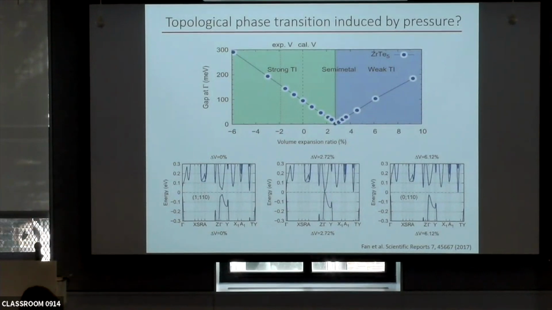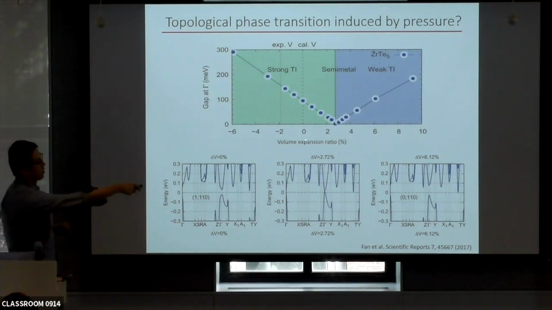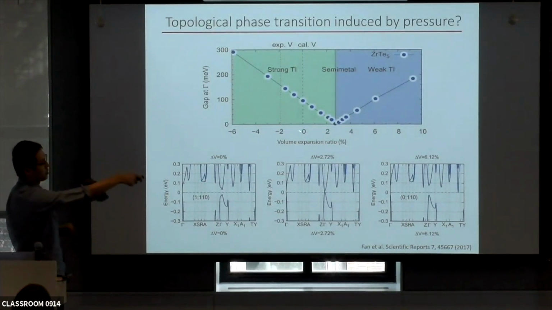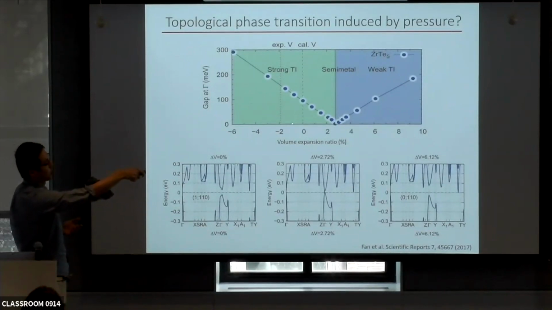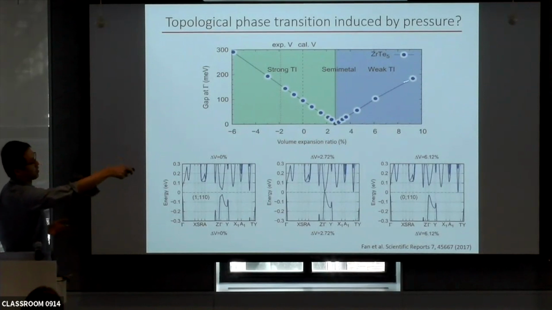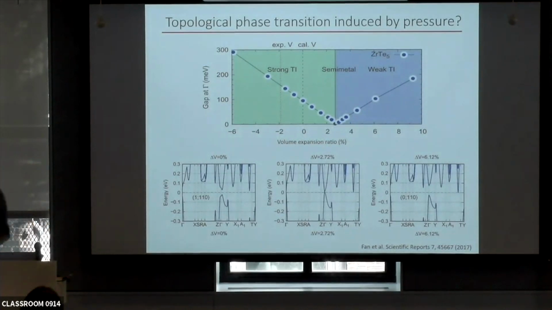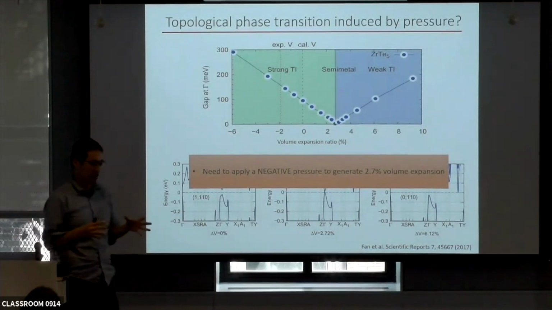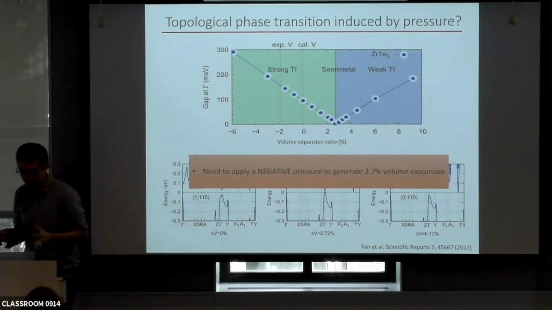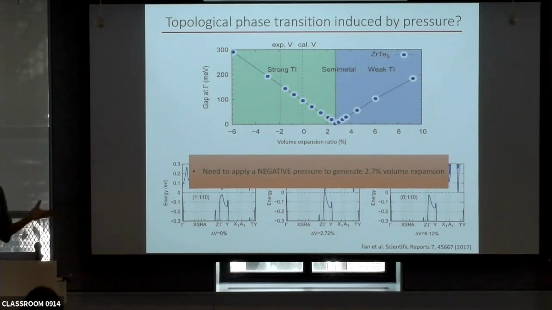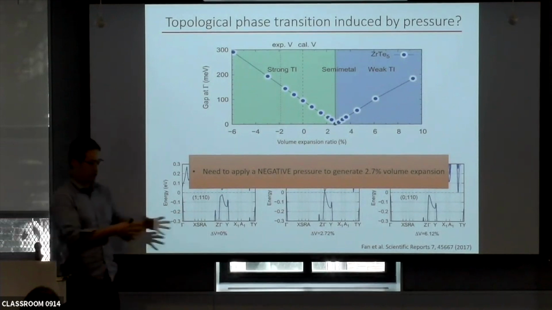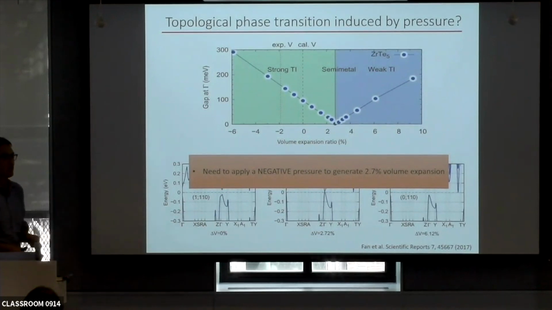And what they found is that the ground state is a strong topological insulator, but you have to apply an expansion, right? Your lattice constant has to have a positive strain, about 2%, in order to undergo a topological phase transition from strong TI to weak TI. So that means that you have to apply a negative pressure, about 2.7% negative pressure. And no one knows how to apply negative pressure, right? And a 2.7% change of lattice constant is also a huge change.